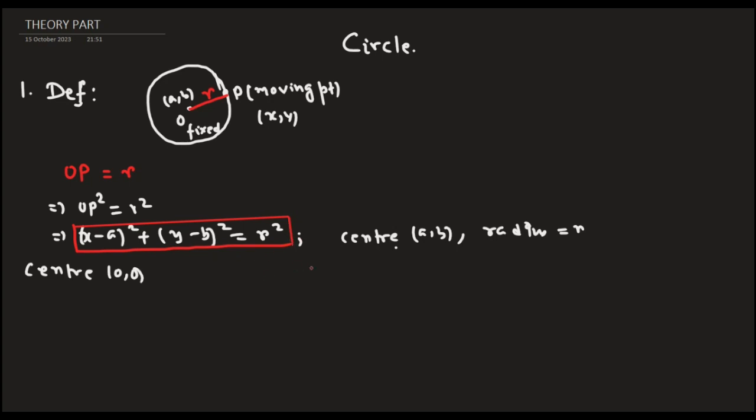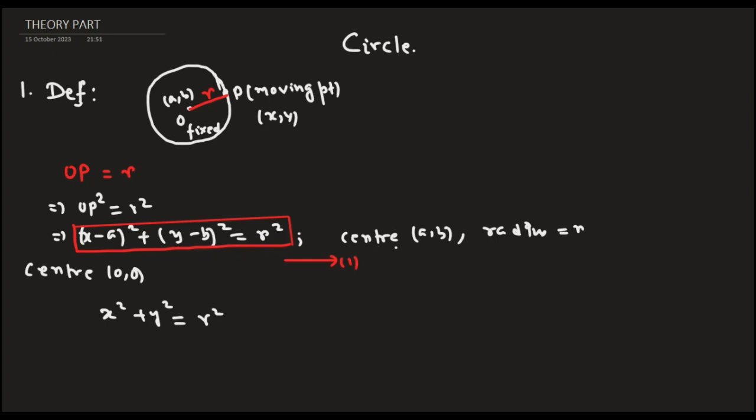We call this our equation 1, where we have the center of the circle a comma b and the radius is r, so the equation will be x minus a whole square plus y minus b whole square equal to r square. Now suppose the center is 0 comma 0, then what will be the changes in the equation? Just put 0 in the place of a and 0 in the place of b, then you are getting nothing but x square plus y square, which is equal to the radius square.